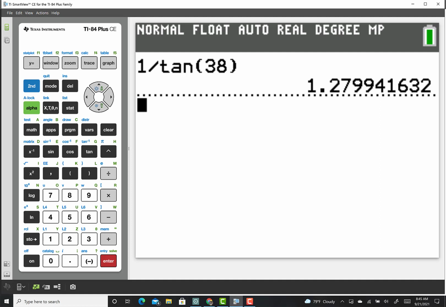Now, there is a button. I don't know how much of a shortcut it is. It's a reciprocal button. Type tan 38, close it up, and push this little button on the left-hand side next to the sine. That is not the same as arctan or inverse tan. That really does mean reciprocal.